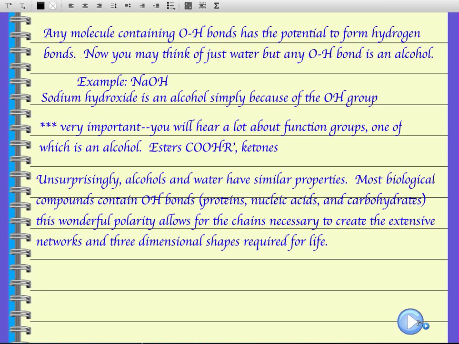Now, you also have to remember that because water is an alcohol, normal alcohols, quote unquote, have similar properties to water. Now, most biological compounds contain OH bonds, like proteins, nucleic acids, like we went over, the DNA, and carbohydrates. Well, the great idea is that the polarity allows for these chains to be created to make these complex three-dimensional structures for life.